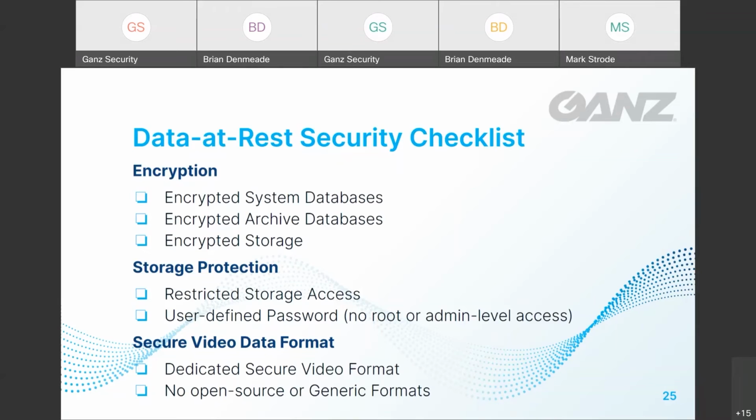Maybe they have an encryption mechanism, but the encryption requires a user-defined password and ID. And if that's not seen in the decrypting algorithm that the cybercriminal might have, it's going to be that much harder to gain access. Secure video data format. Again, we're talking about a non-open source, a non-readily available or accessible video format. In other words, proprietary. So it would take proprietary tools to access the proprietary video. Now you've got, again, several layers of protection for the data that's at rest on your drives.